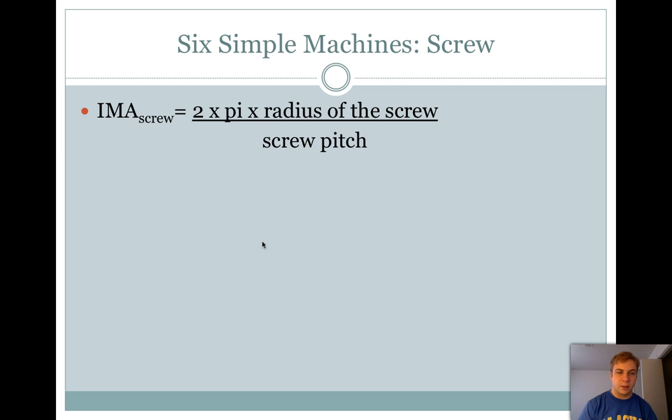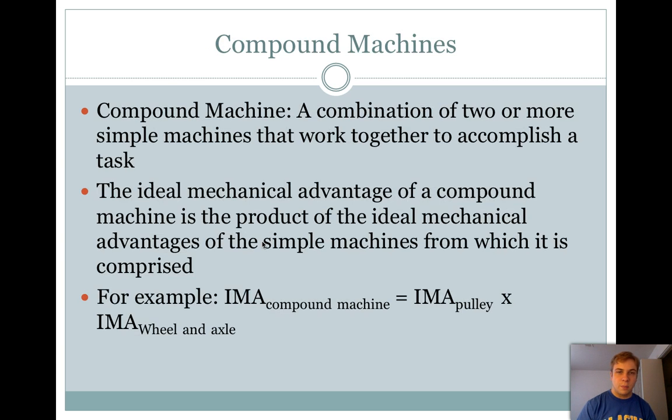So the ideal mechanical advantage for the screw is 2 times pi times the radius of the screw divided by the screw pitch. Compound machines. A compound machine is a combination of two or more simple machines that work together to accomplish a task. The ideal mechanical advantage of a compound machine is the product of the ideal mechanical advantage of the simple machines from which it's comprised. For example, the ideal mechanical advantage of a compound machine would be equal to the ideal mechanical advantage of the pulley and the wheel and axle that make it up.